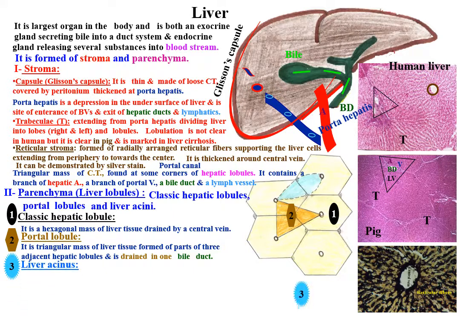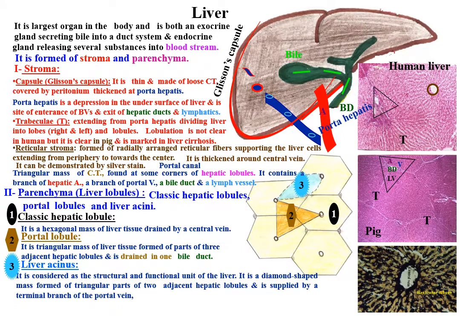Liver acinus. It is considered the structural and functional unit of the liver. It is a diamond-shaped mass formed of triangular parts of two adjacent hepatic lobules and is supplied by a terminal branch of the portal vein, a terminal branch of hepatic artery, and is drained by a terminal branch of bile duct.